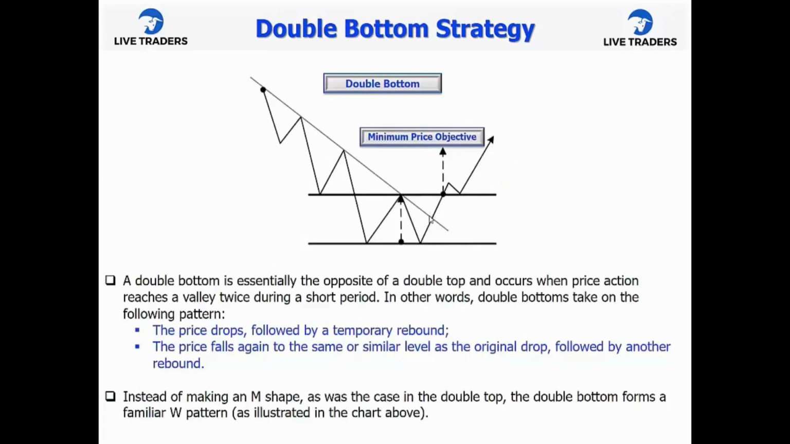Okay, so double bottom is essentially the opposite of a double top and occurs when price reaches a valley twice during a short period. But instead of continuing down, price is just held here. So confirm level 1 support, prices break resistance, pull back, that becomes a level 2 support now. And again, same thing. You're going to look to buy this retest or break of this trend line and look for prices to move higher.